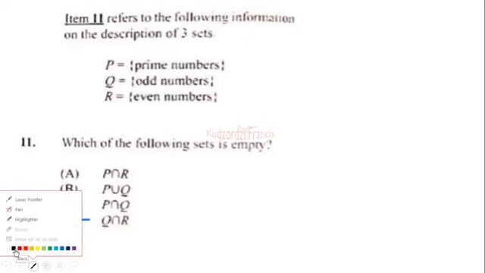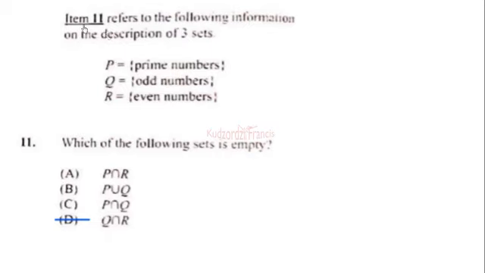Now we are on question 11. Question 11 is another familiar question. Item 11 refers to the following information on a description of three sets: P is prime numbers and Q is odd numbers. The prime numbers are 2, 3, 5, and so on.